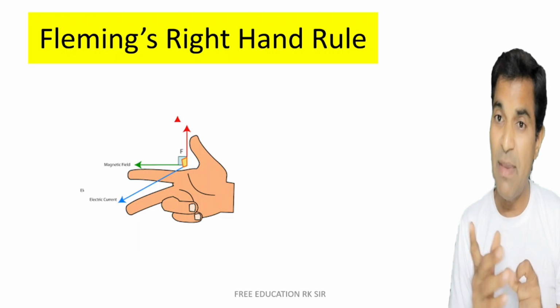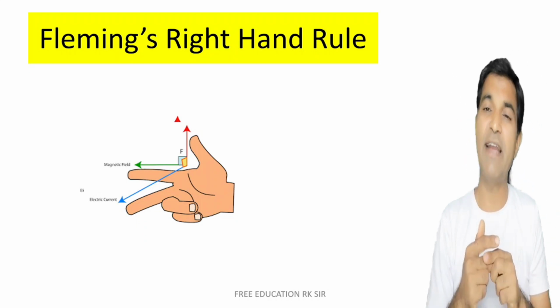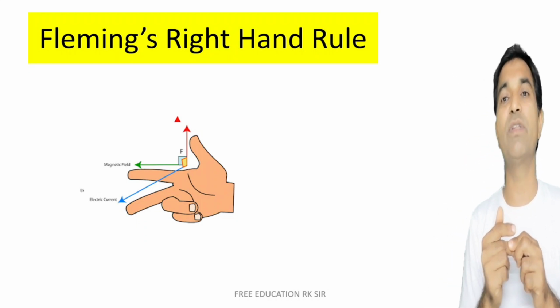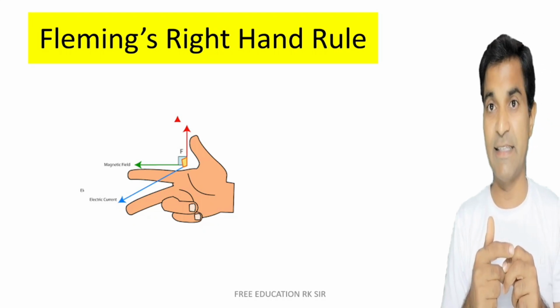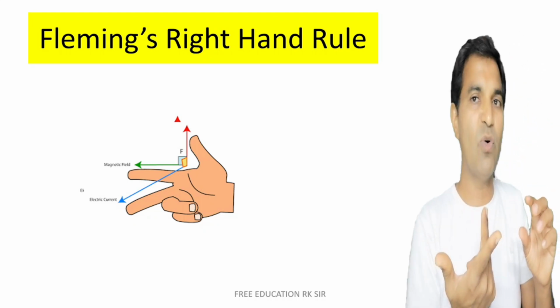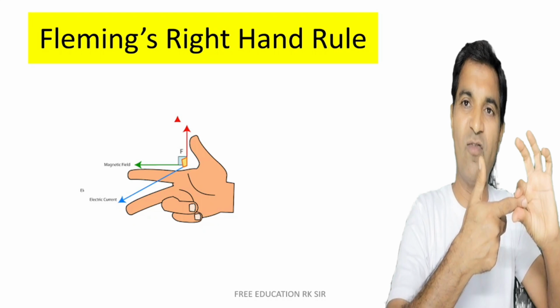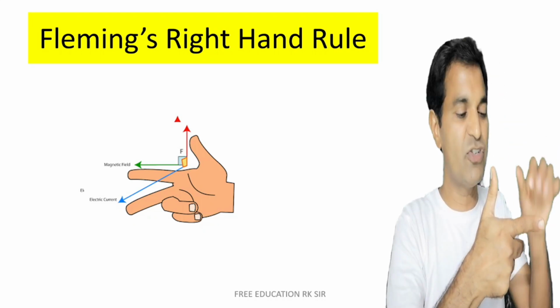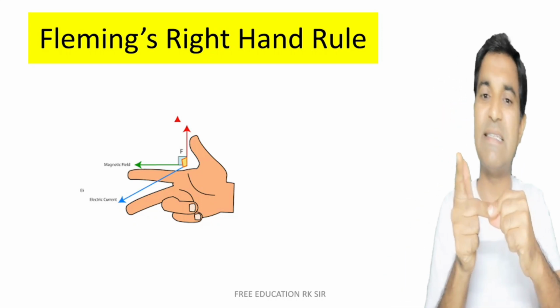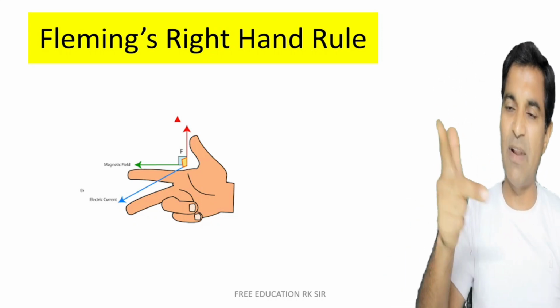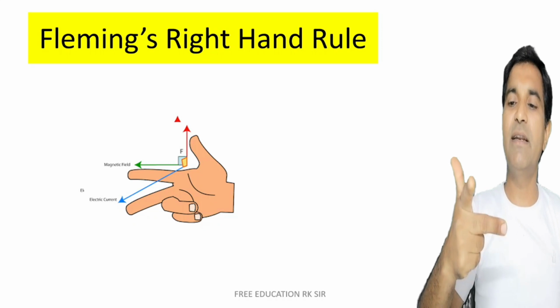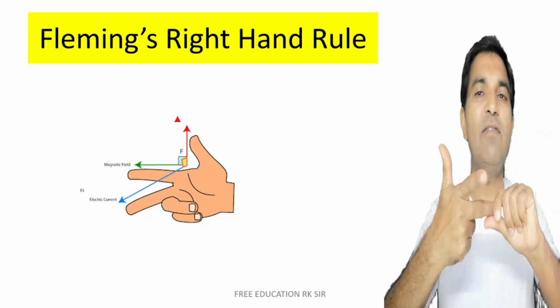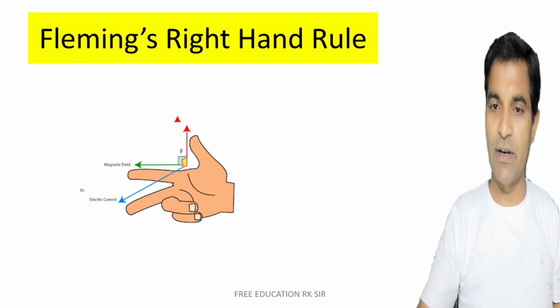Now, Fleming's right-hand rule. Fleming's right-hand rule is utilized for finding out the direction of the generated electricity, the generated current, right? As we have already talked about, the forefinger or first finger represents field, the thumb represents M, that is motion, and the central finger represents current, and all of these three fingers are placed perpendicular to each other. Then the central finger will give us the direction of the induced current.